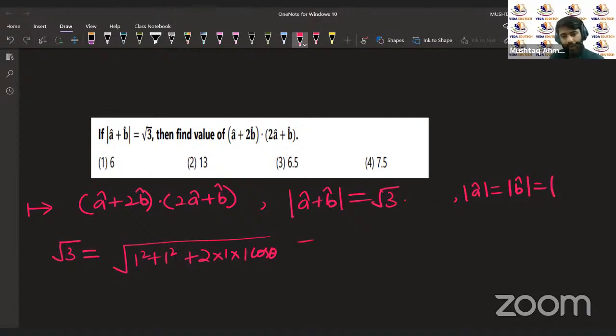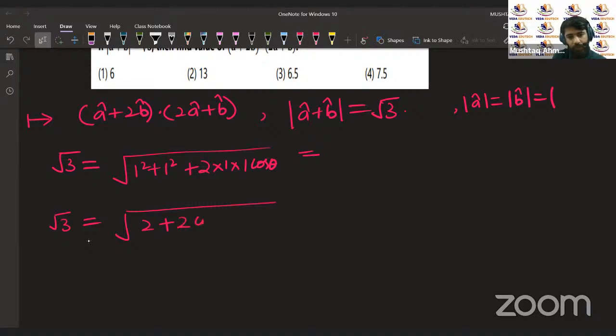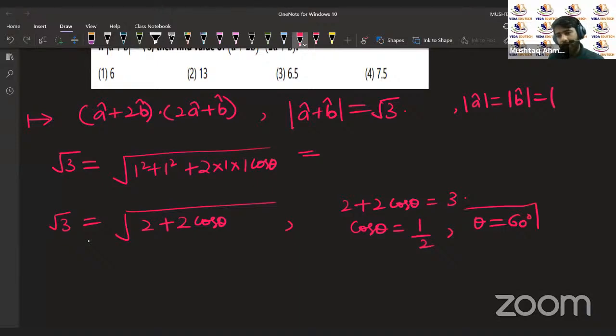So from here we can write √3 equal to the square root of 2 plus 2 cos theta, or we can conclude that 2 plus 2 cos theta is equal to 3. So our cos theta will be equal to 1 by 2, or theta is equal to 60 degrees. Which means the angle between these two unit vectors is 60 degrees. Now we'll be using the same angle to calculate the dot product.